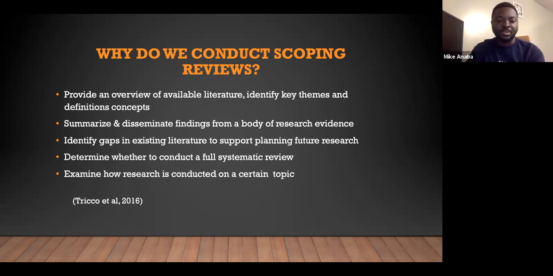And this is an opportunity for you, like the previous reasons outlined, it helps us identify gaps. So if we want to conduct a systematic review, a scoping review might be a very good starting point to be able to map out where specifically you think there's an area of need to undertake. And lastly, it helps us examine how research in a particular topic has been conducted.